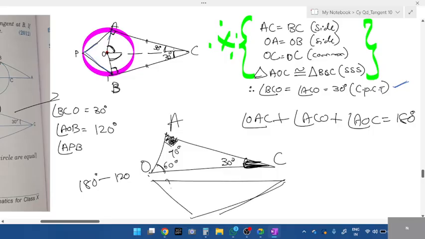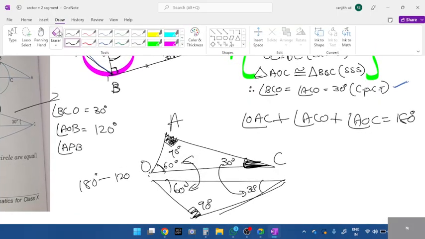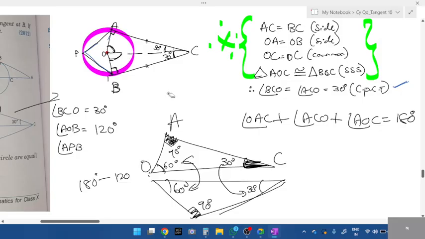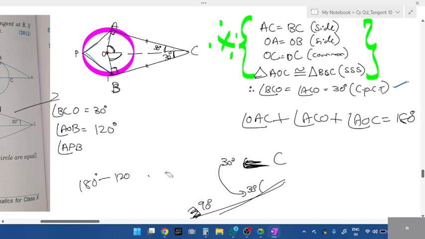This part, 60. These two are equal, 30. This is 90 degrees, already given 90. Okay. So the quadrilateral concept is done. In that quadrilateral, split this quadrilateral into two parts, apply the triangle concept. You can find each and every angle.